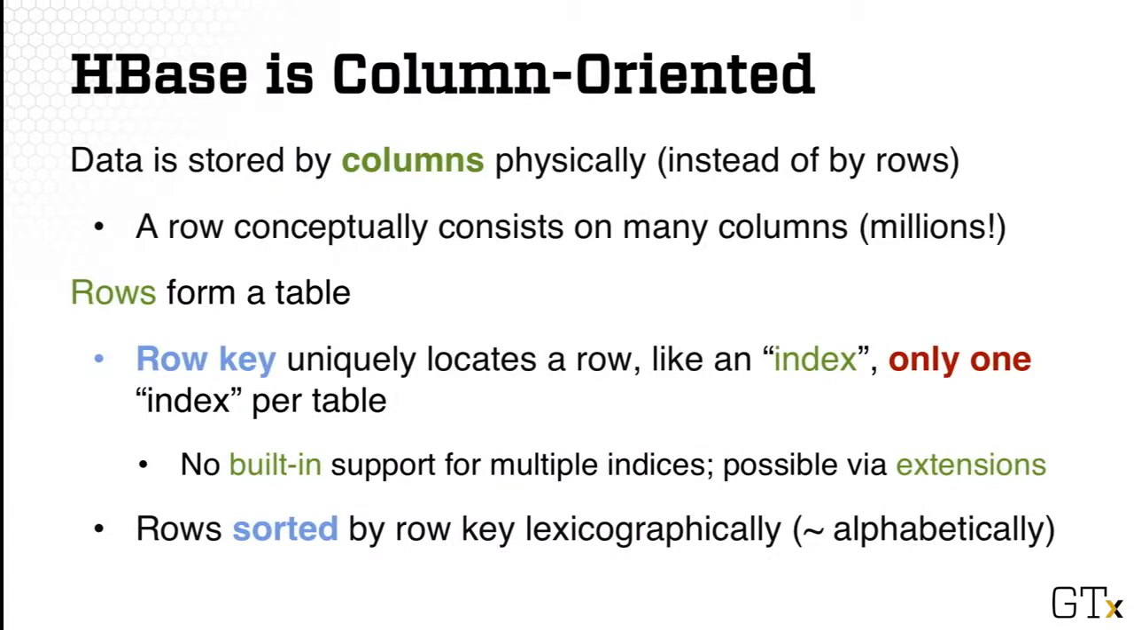HBase is a column-oriented database, meaning data is stored by columns physically instead of by rows. A row conceptually consists of many columns and can be up to millions. Rows form a table, and you can look up a row by its unique row key. The row key is like an index. In HBase, you can only have one index per table. There's no built-in support for multiple indexes, but such support is possible via extensions. Rows are sorted by their row keys lexicographically or alphabetically.